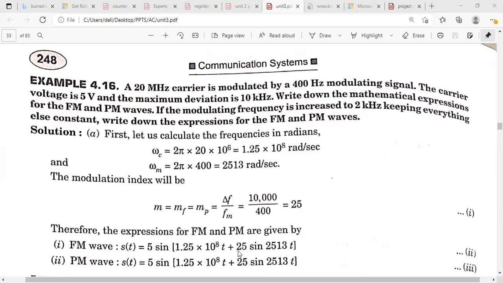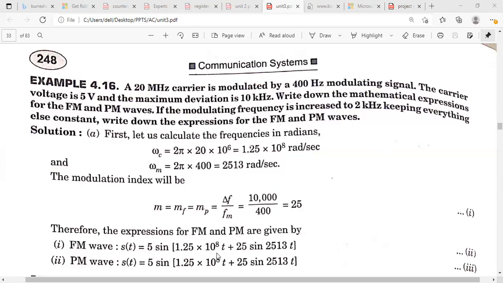In the same way, you can write the expression for the phase modulated wave also. For the phase modulated wave, the expression is 5 into cos of omega CT plus kp into m of t into sin omega MT. You can write MF into sin omega MT. Here the modulation index of the phase modulated wave is also the same. So from this you can say both the FM and PM wave expressions are the same.